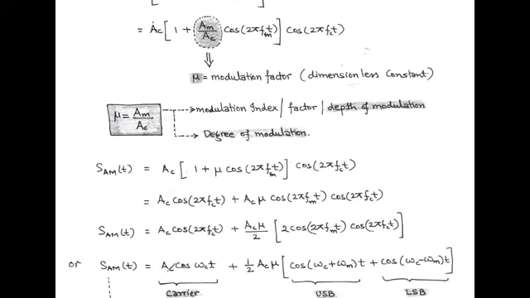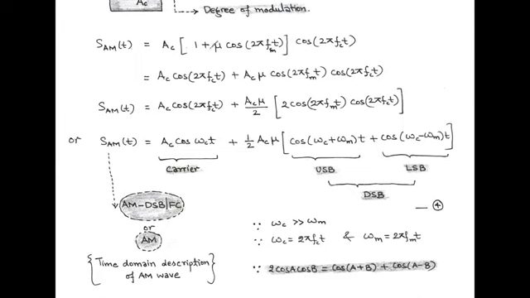Now we can write the standard AM in terms of modulation index, and the equation becomes s(t) equals A_c within bracket 1 plus mu cos 2 pi f_m t into cos 2 pi f_c t. Now again we open this bracket and we get the first term A_c cos 2 pi f_c t, that is the carrier term, and the second term is A_c into mu cos 2 pi f_m t into cos 2 pi f_c t.